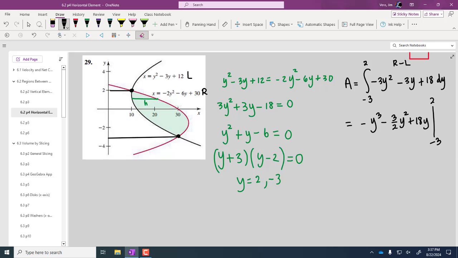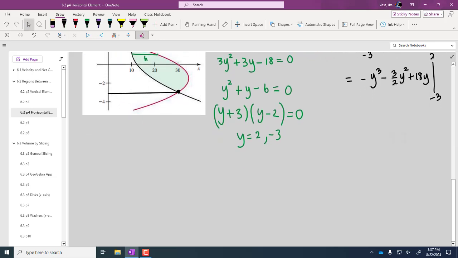And now we have a bunch of miserable arithmetic to deal with. There's no zero. We love it when the limit of integration is 0. 2 and negative 3. Ugh. So here we would end up with negative 8, plugging in the 2 first. So negative 8, and then here we get 4 divided by 2, which is 2, times negative 3 is negative 6. 2 there is going to be 36.